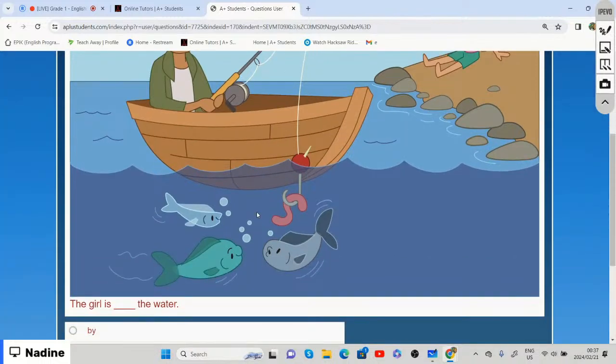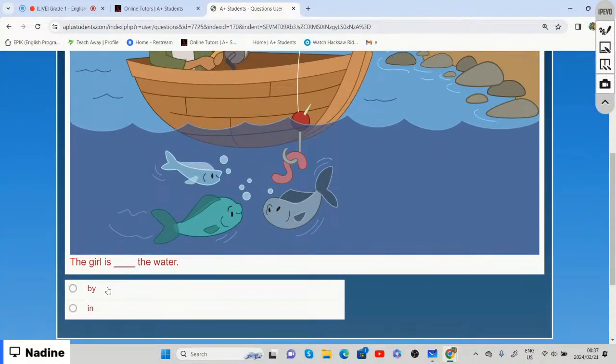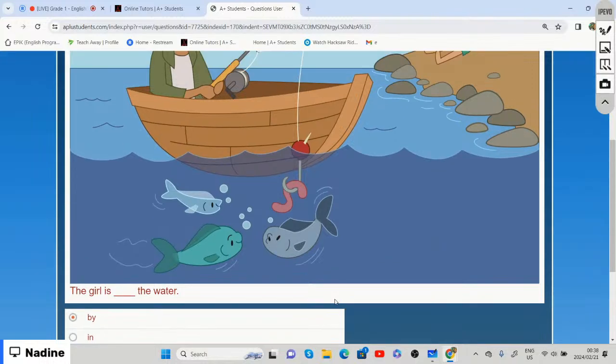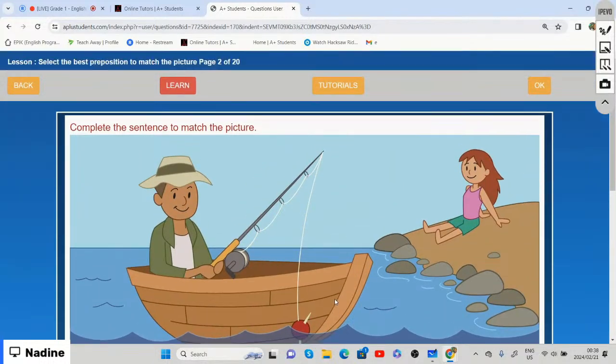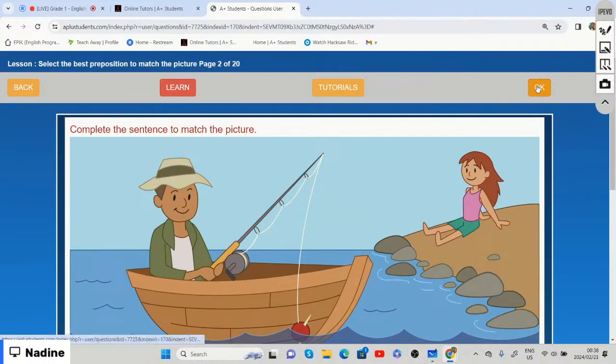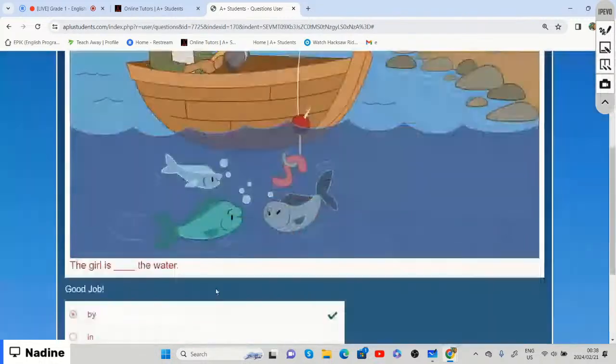All right. So we will then say the girl is by the water, right? Because she's not in the water. So we will say the girl is by the water.